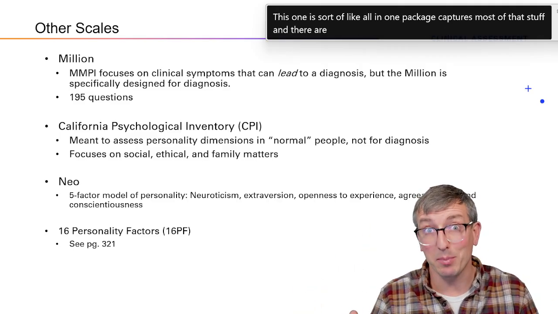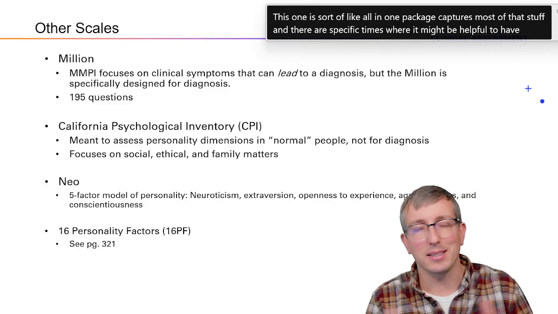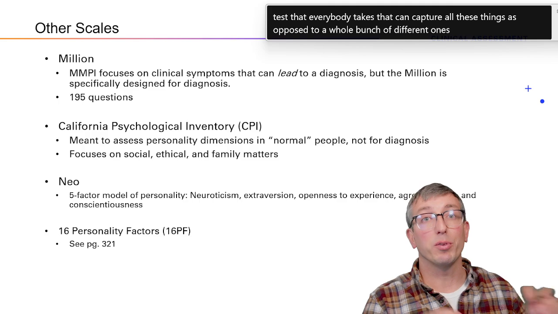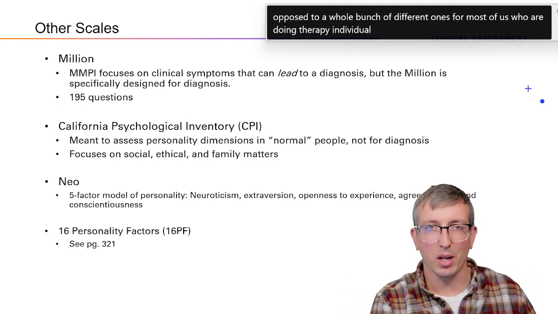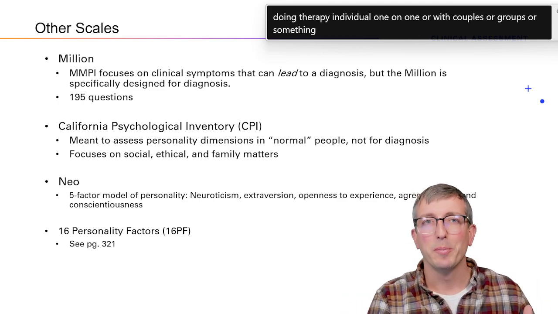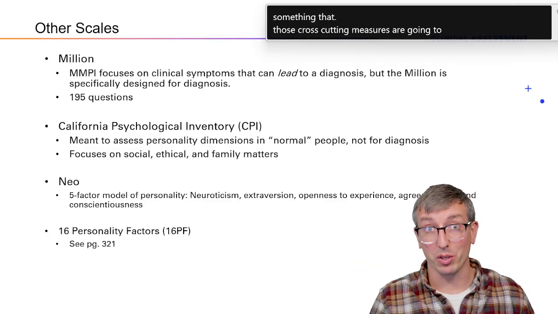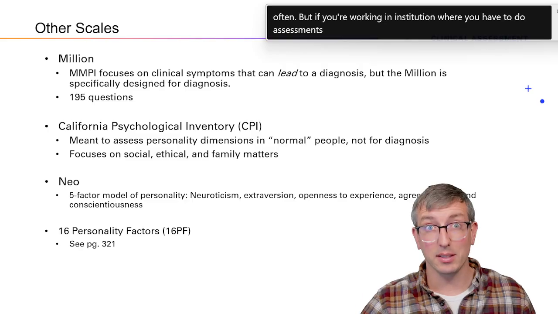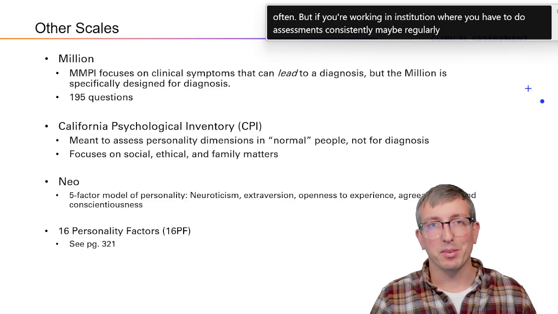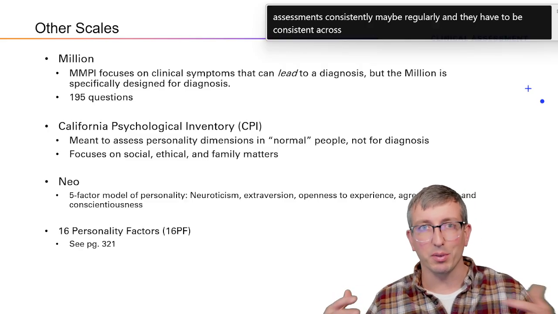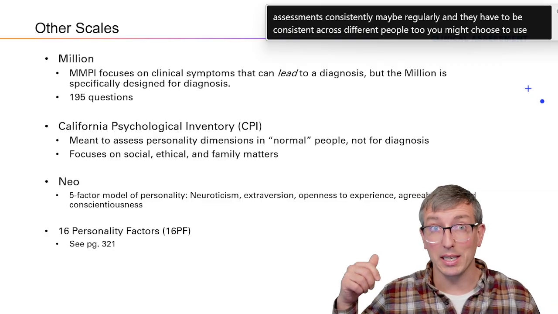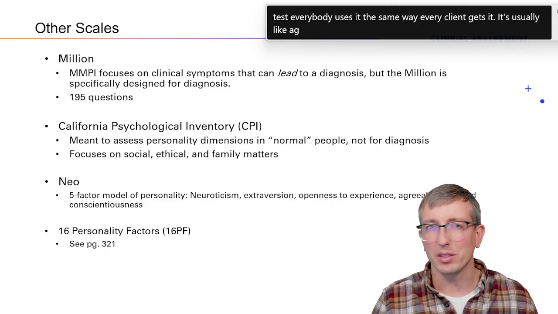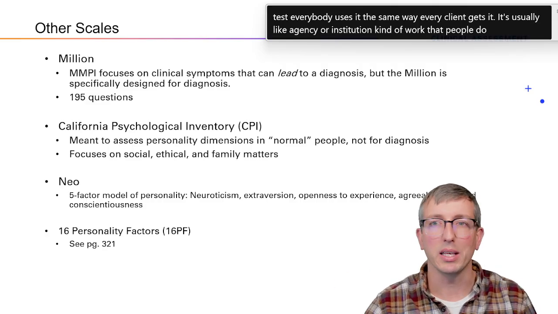There are specific times where it might be helpful to have one test that everybody takes that can capture all these things, as opposed to a whole bunch of different ones. For most of us who are doing therapy, individual one-on-one or with couples or groups, those cross-cutting measures are going to be more useful more often. But if you're working in an institution where you have to do assessments consistently, and they have to be consistent across different people too, you might choose to use one test. Everybody uses it the same way. Every client gets it. It's usually agency or institution work where people use the Millon more often.